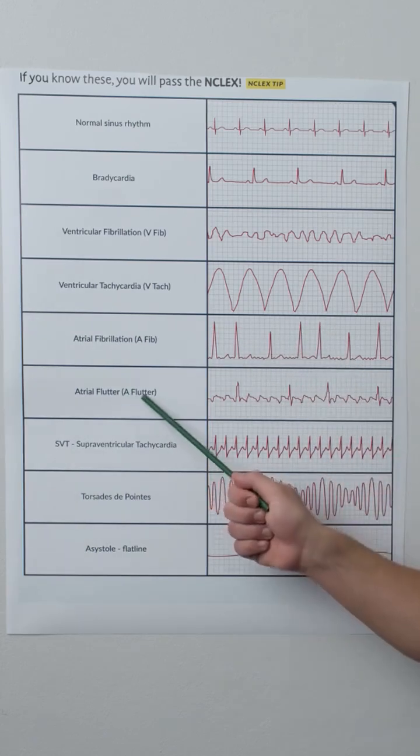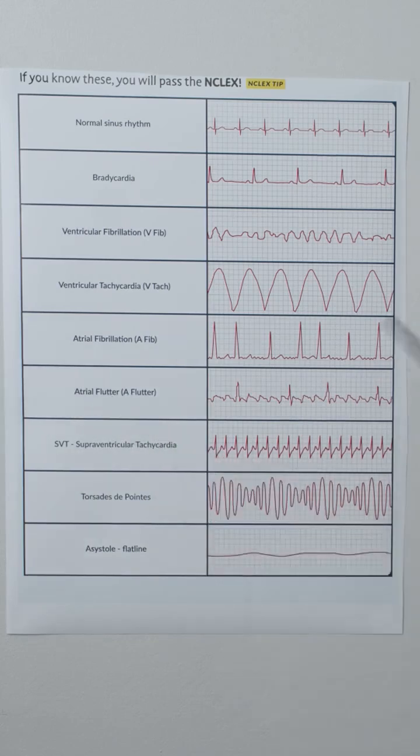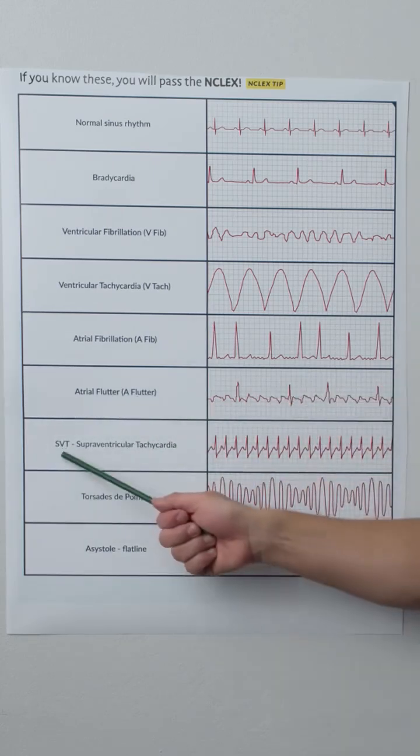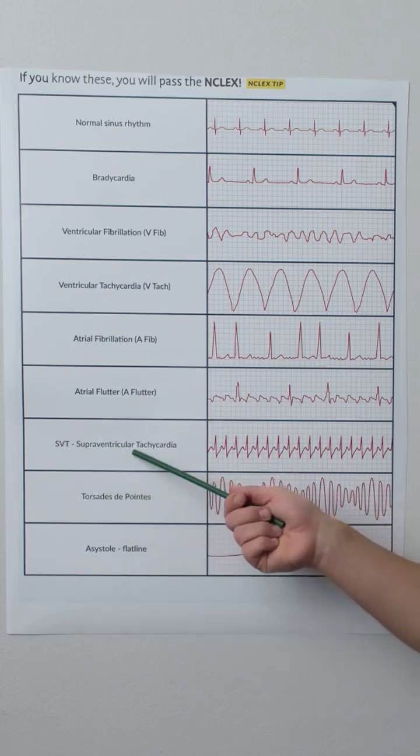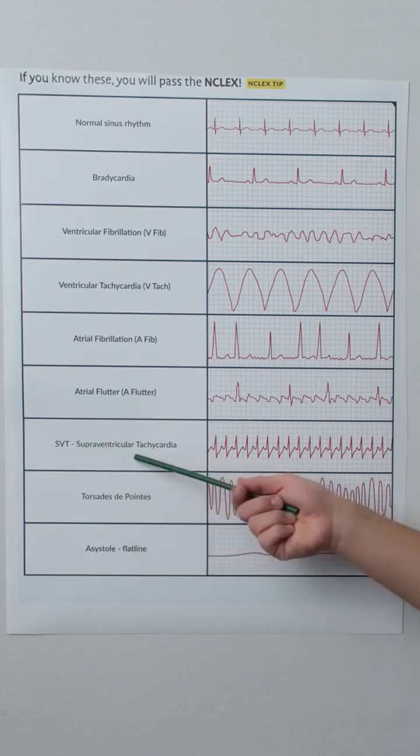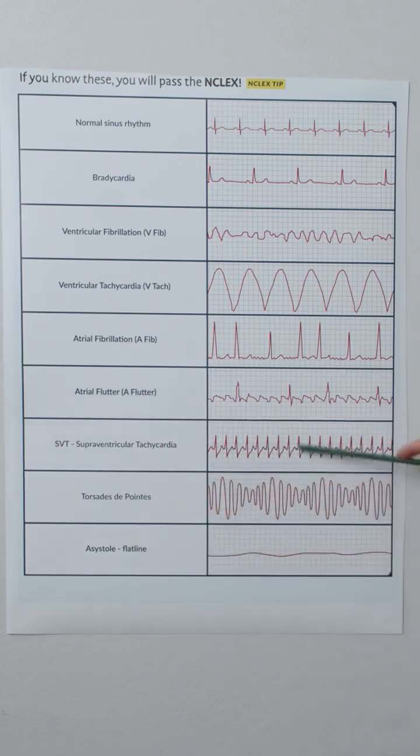waves. Next we have A-flutter, or atrial flutter. Simply remember a fluttering bird, because this looks like a bird that flies. Now SVT is that super fast heart rate. It's called supraventricular tachycardia, a very fast rhythm.